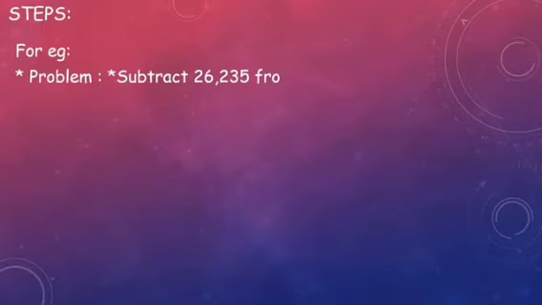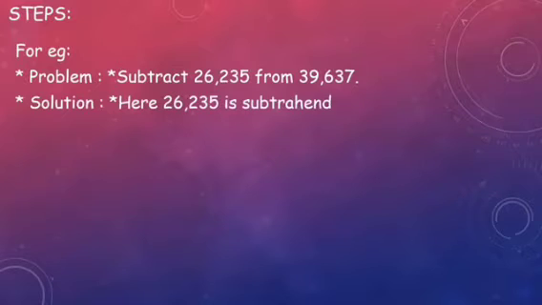Now, what are the steps that we follow? For example, if the problem given is subtract 26,235 from 39,637. So for the solution here, what are the terms that we have got, which is given? Here 26,235 is the subtrahend and 39,637 is the minuend. Children, please remember, we have done this in our previous sessions.